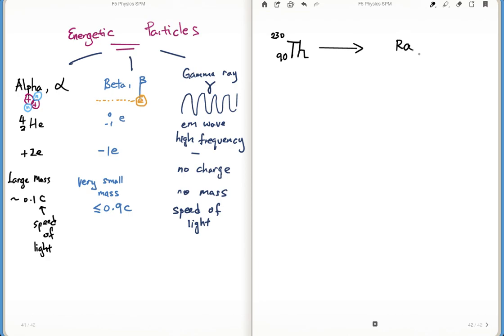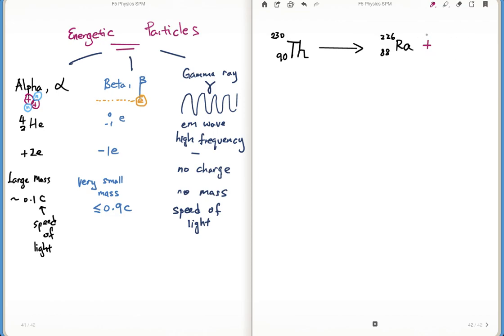Okay, you look at radium from the periodic table. It's 88, with nucleon number 226. So this is what happens when it disintegrates. You get radium, but at the same time you should get one energetic particle. Normally they will ask you for this: what would be the energetic particle?